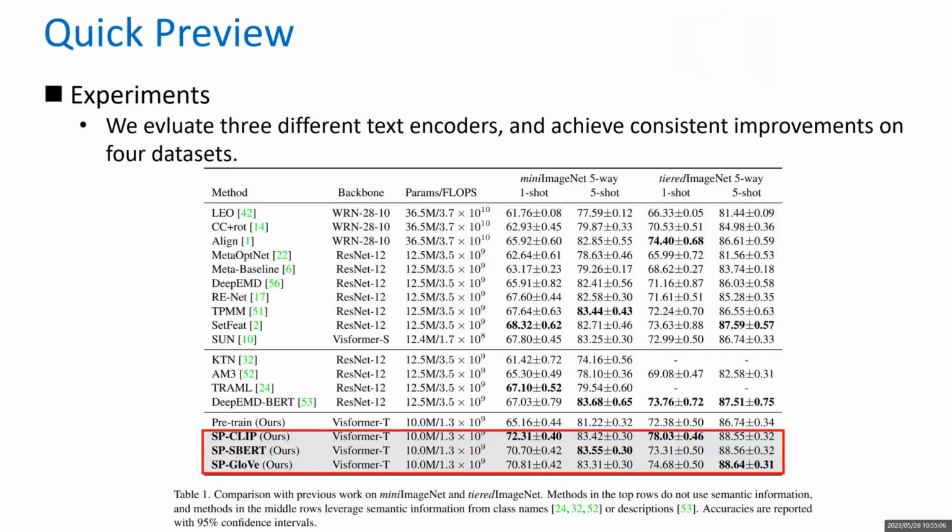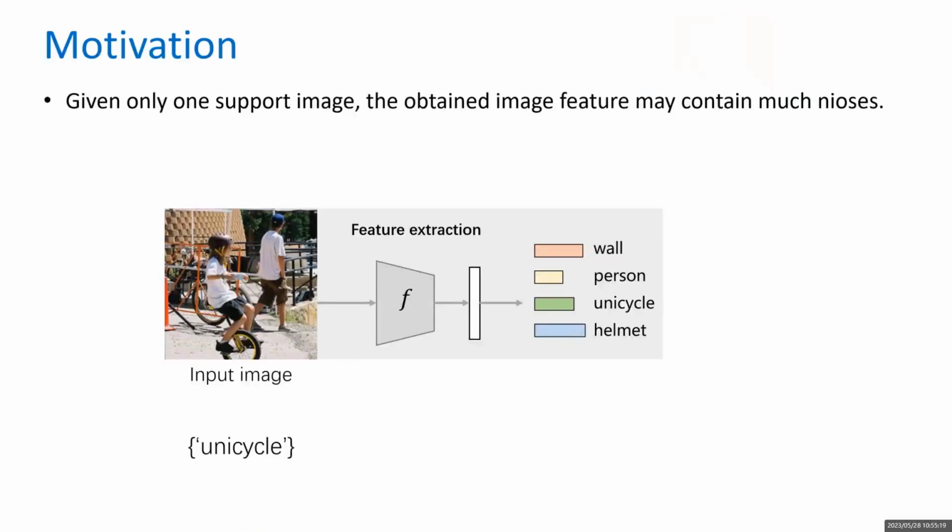In experiments, we evaluate 3 different text encoders for semantic prompt. They all achieve consistent improvements compared with the pre-training baseline on 4 datasets. In this slide, I will explain the motivation of our method.